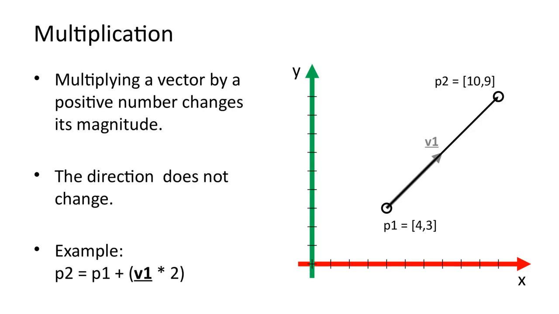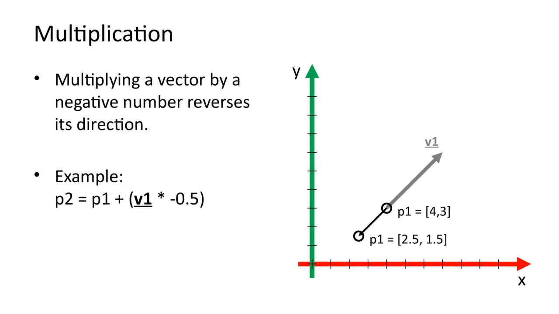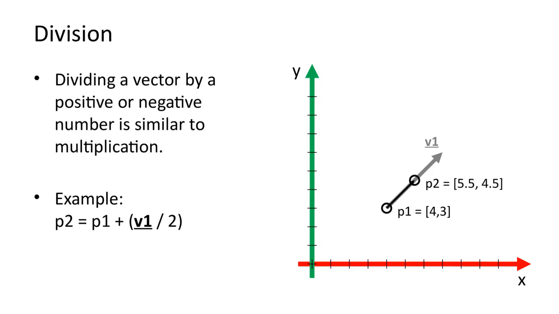Multiplication changes the magnitude of the vector. If the multiplier is positive, then it does not change the direction. If the multiplier is negative, then it reverses the direction. Division is similar to multiplication. Dividing by a positive number changes the magnitude only. Dividing by a negative number changes the magnitude and reverses the direction.